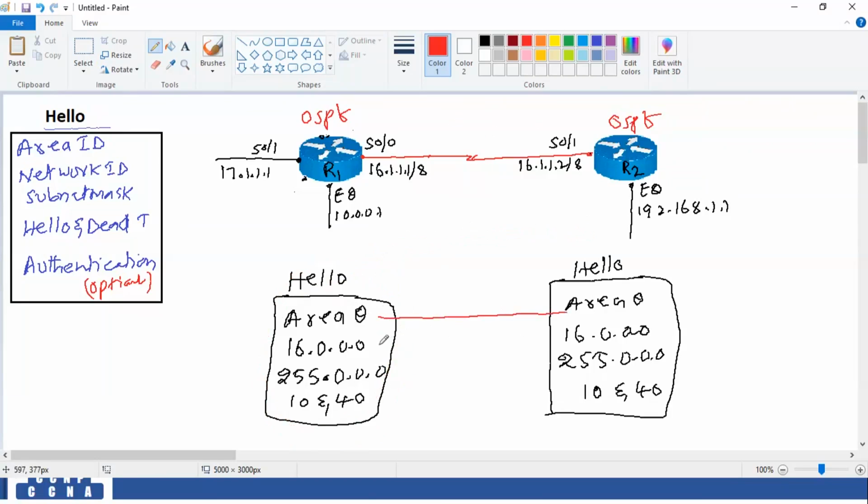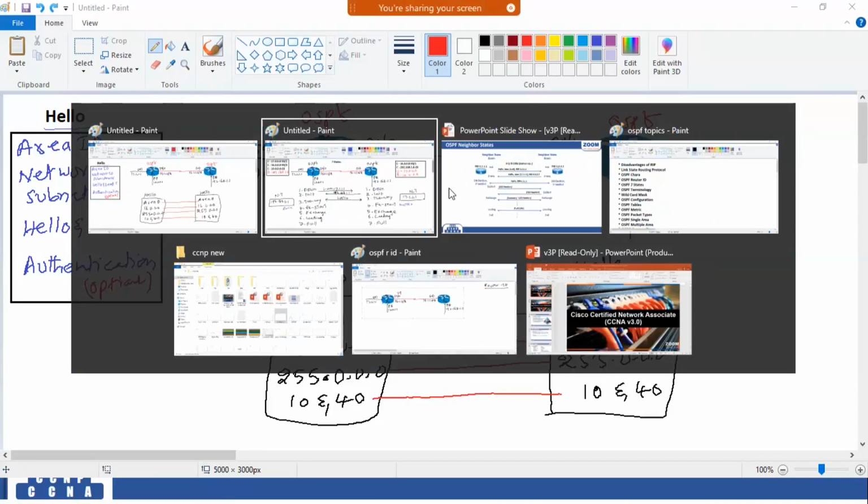Next, the network ID: 16 network, and this network is also 16 network. Network IDs are matching. Subnet mask is matching. Hello timers are matching. Dead interval timers are matching. Then only R2 will accept R1: you're my neighbor. So by merely sending hello packets, a neighbor will not form. By matching the hello packet parameters, a neighbor will form. Both should be in the same area. Area IDs must match, so R1 and R2 should both be in the same area. Network IDs must match. Subnet mask must match. Hello timers must match. Then only the neighbor will establish.